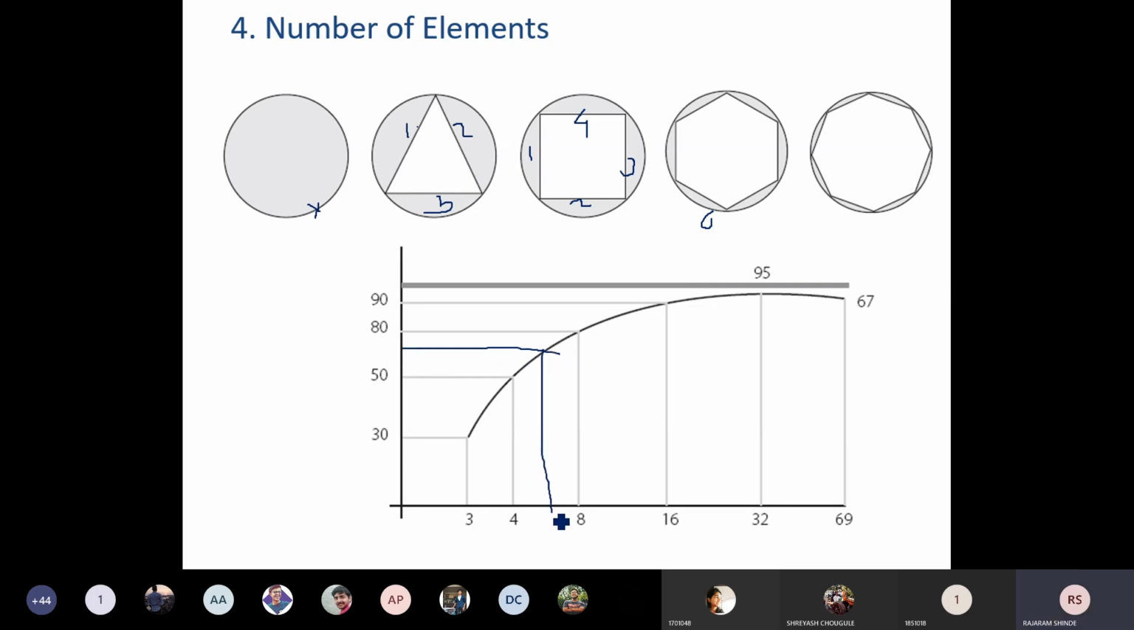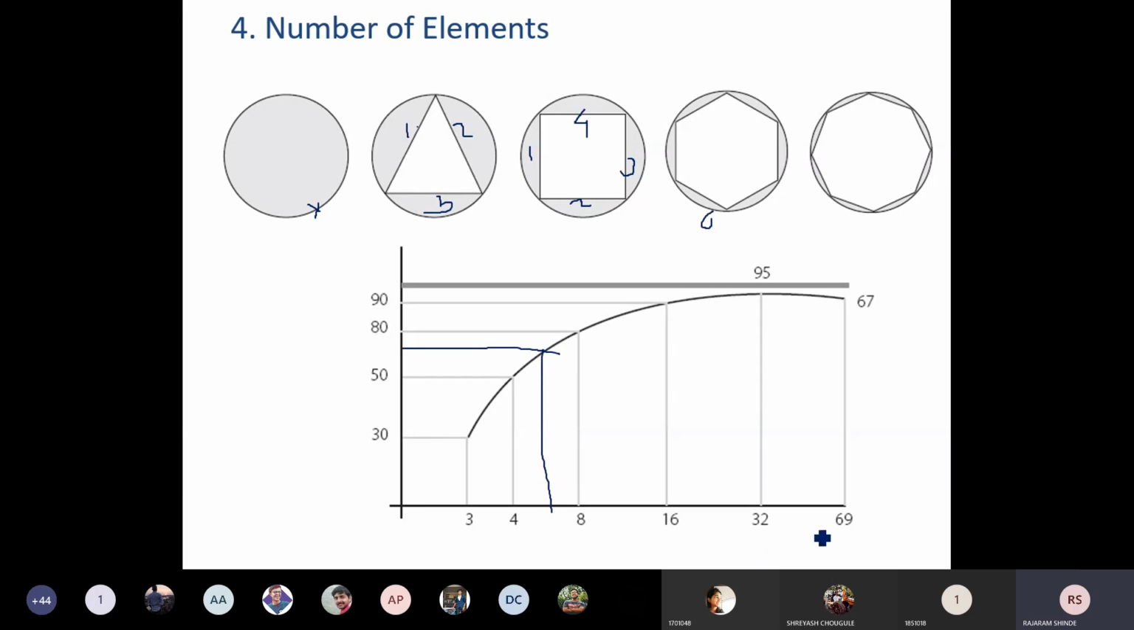Okay, here. Now again that accuracy is not acceptable. I have to increase the number of elements. I have increased the number of elements to 8. For 8 I got 80% accuracy, and for 16 I got 90% accuracy. For 32 I got 95% accuracy. Okay, and after 32, that means you will get one point or one bond. After that your accuracy will not be improved.